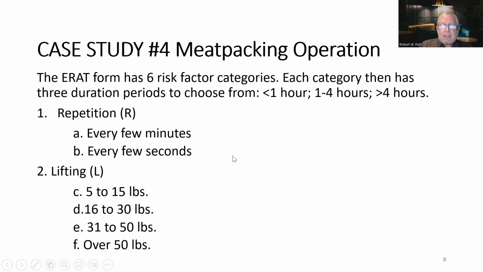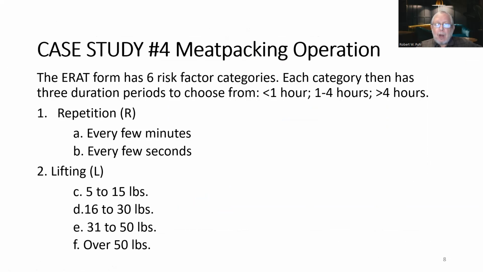So the ARAT form has 6 risk factor categories. Each category then has 3 duration periods to choose from: less than an hour, 1 to 4 hours, and over 4 hours. And I want to go over this because this is a good form. You can adapt it to a lot of upper body movement type of things. It's a little bit easier, I think, to use than a RULA and REBA.